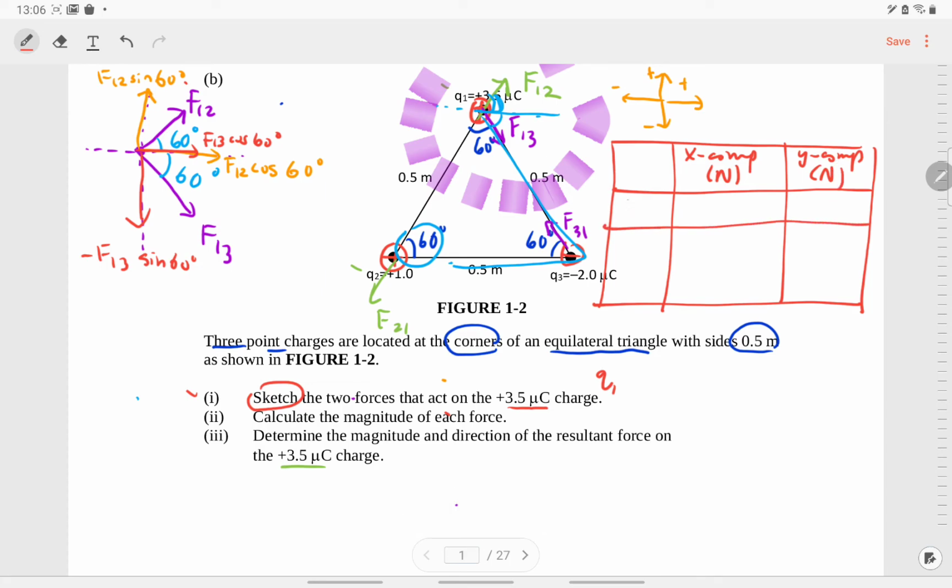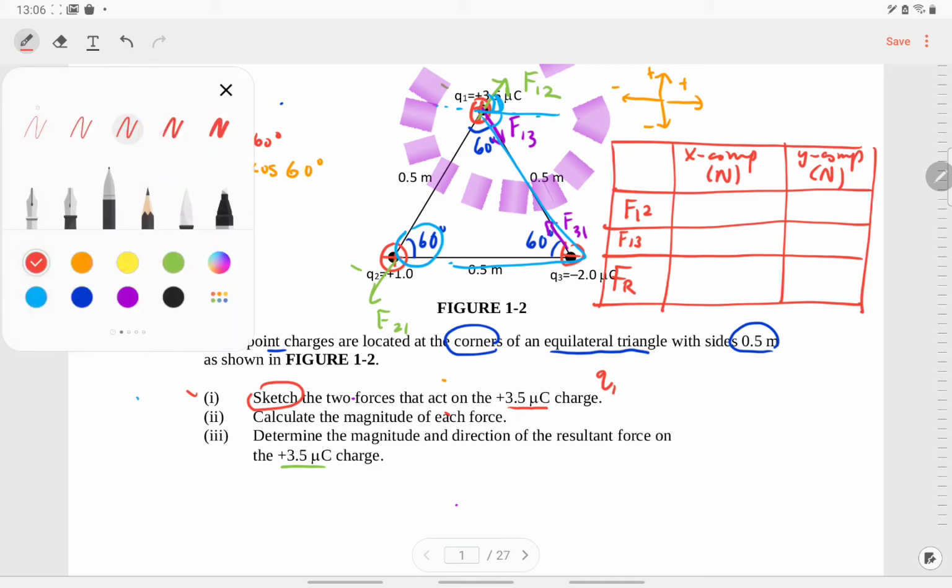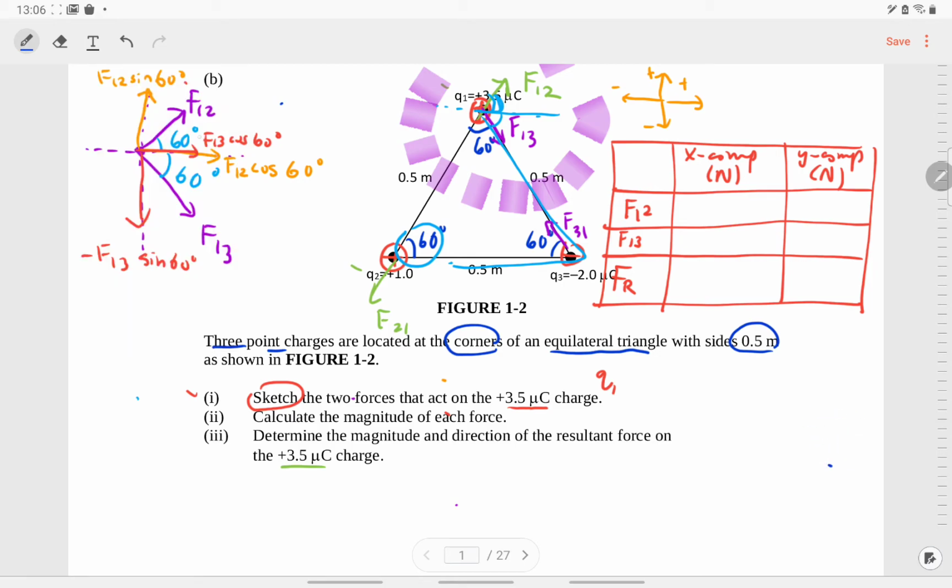Okay, so disebabkan kita ada two forces which is F12 and F13. Okay, so kat sini adalah R lah, resultant force. Okay, kita tengok F12 adalah to the right, so value dia adalah positif lah. Okay, so you boleh tulis sebagai F12 cos 60, and then you substitute F12 berapa, cos 60 kira berapa.